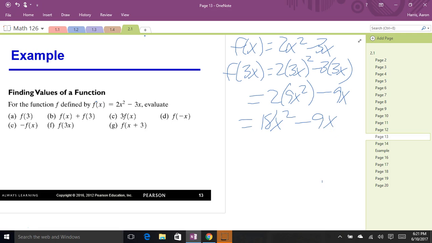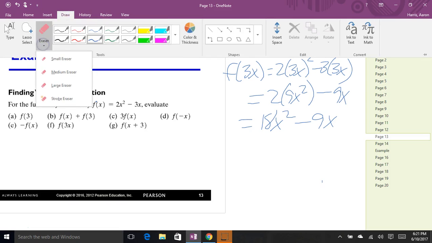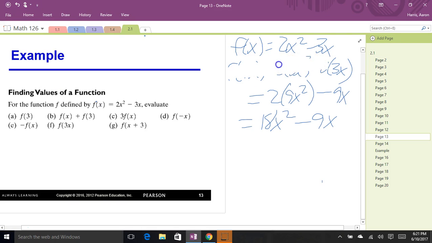And finally, f of x plus 3. F of x plus 3 now.